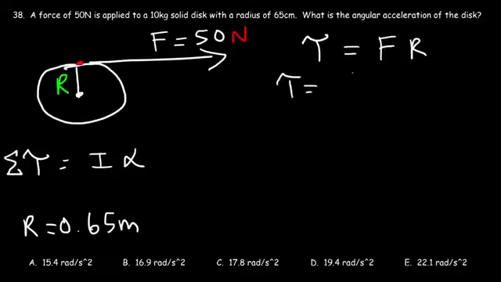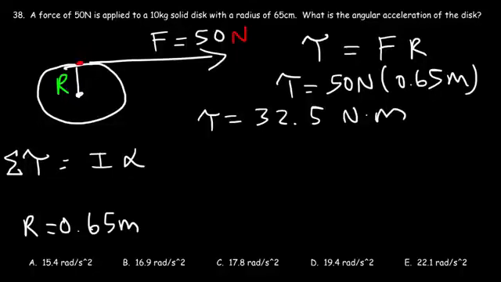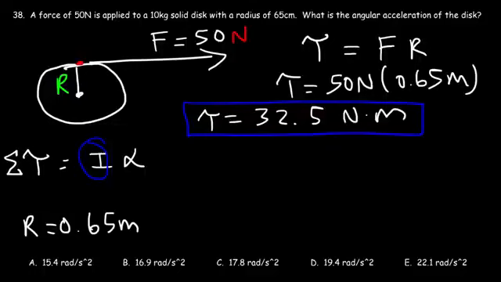So the torque is going to be a force of 50 newtons times a lever arm or moment arm of 0.65 meters. So the torque is 32.5 newtons times meters. Now the next thing we need to do in order to calculate the angular acceleration is we need to calculate the inertia of the solid disk.